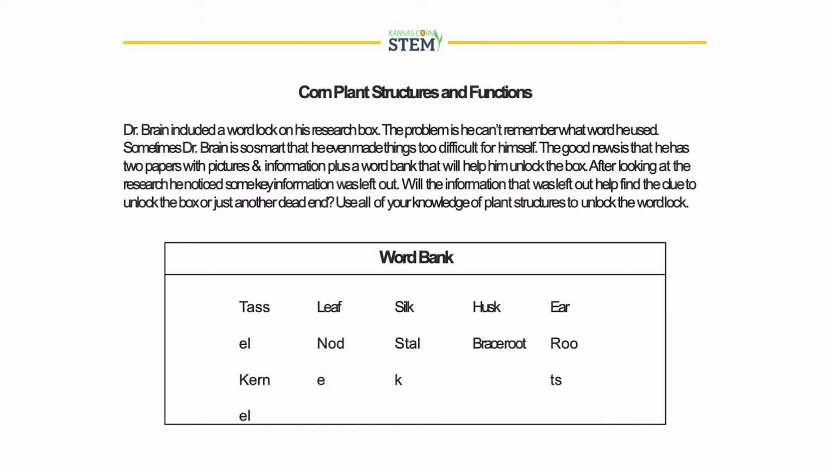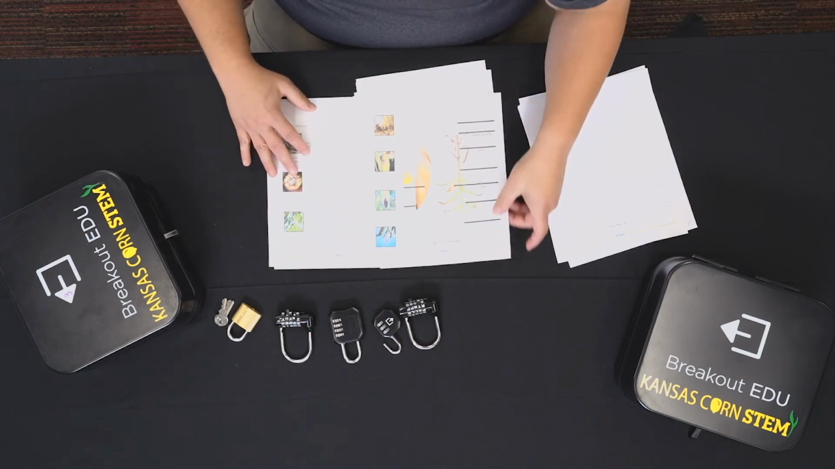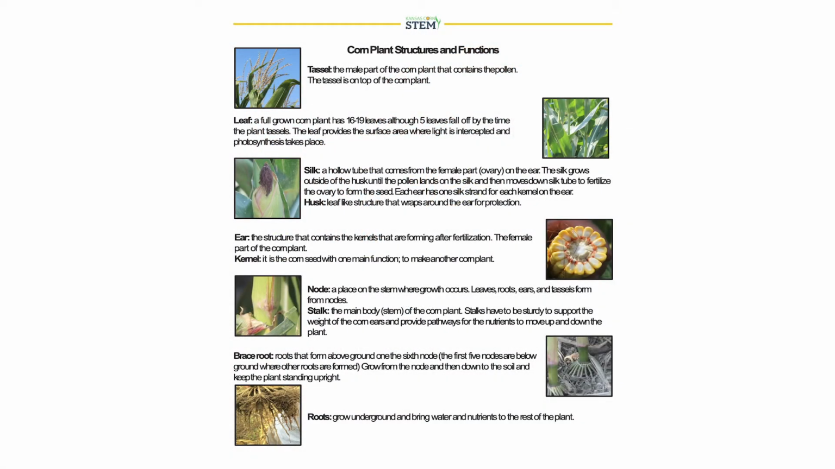So we have the original lesson plan. They should be familiar with this if they've done the lesson. If not, this is a good pre-activity to get them into that lesson. This has corn plant structures and functions. We start with tassel with the definition, leaf, silk, husk, ear, kernel, node, stalk, brace roots, and that goes to the parts of the corn plant.